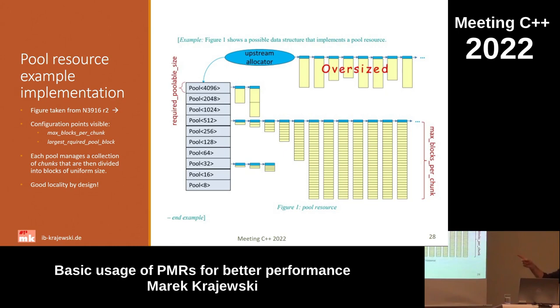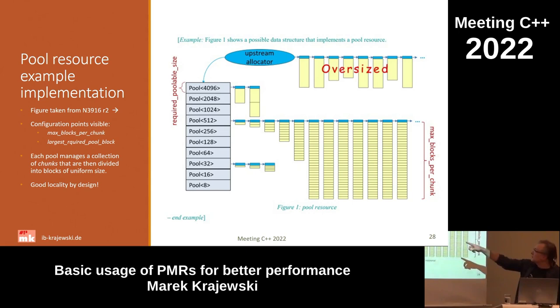And so we have a couple of pools for different sizes, and each of these pools will manage a collection of chunks. These are chunks. And these chunks are divided into blocks. So you see it's contiguous. It provides good locality and no memory diffusion. So how can we customize it?